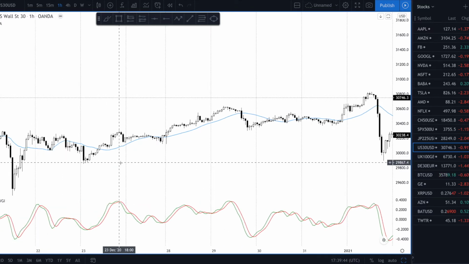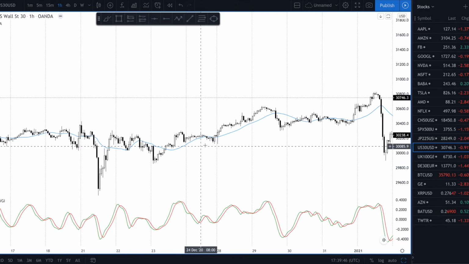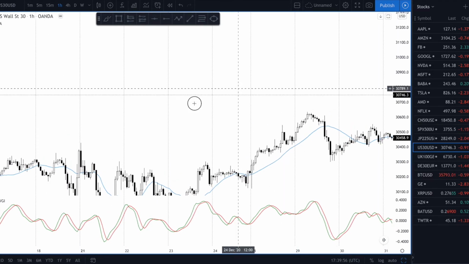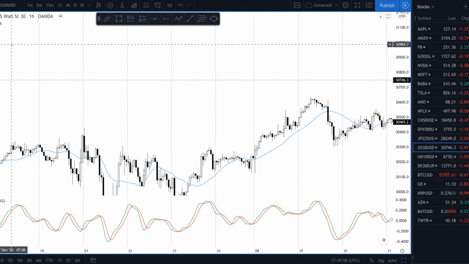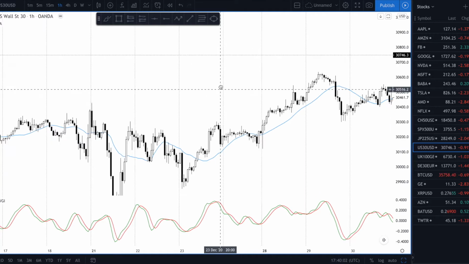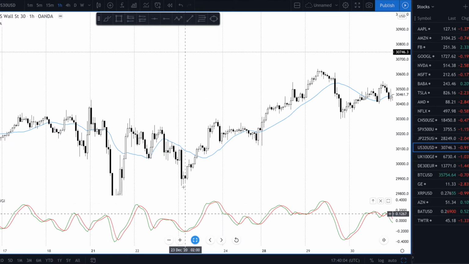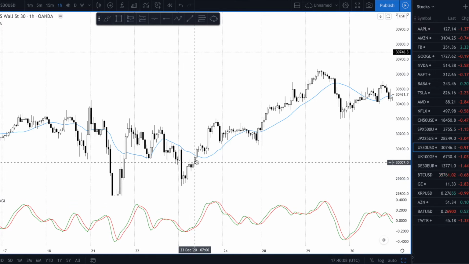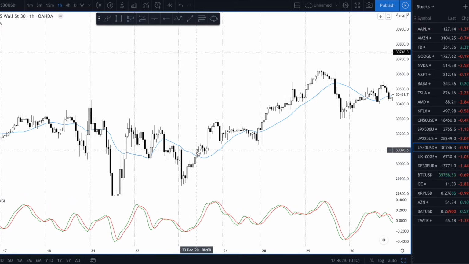So let's say we start here and we go for our first entry. This is the chart of the US 30. So we have a cross here, but we cannot go because we are under the moving average, and then we are just gonna go in here.